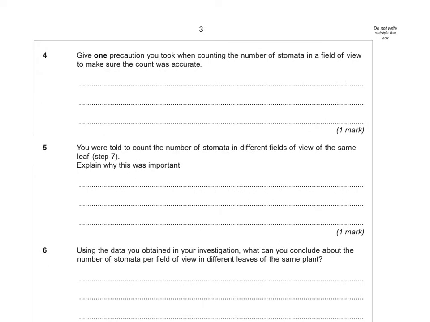Number 4, here we go. Give one precaution you took when counting a number of stomata in a field of view to make sure the count was accurate. Well, I would have double checked, double counted to see if the answer is the same. That's all we need to do.